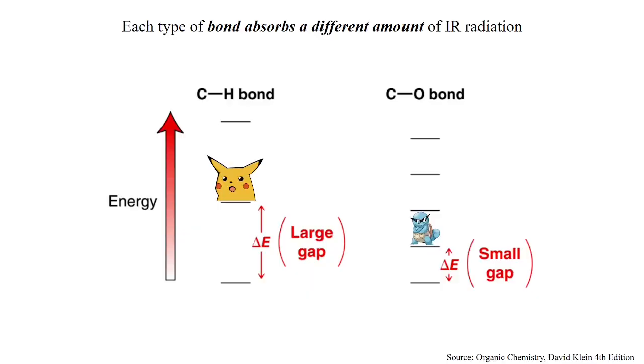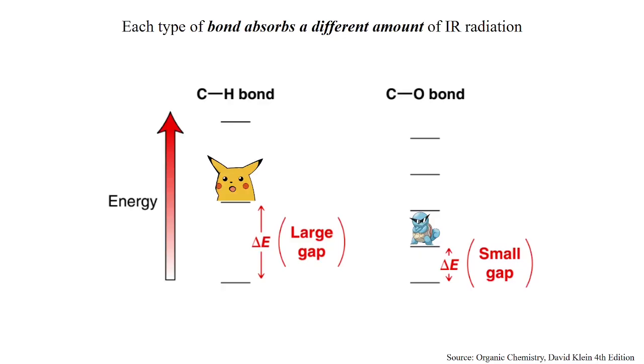So in chemical analysis, many chemists primarily use IR spectroscopy because each bond absorbs different amounts of energy. For example, a CH bond will absorb more energy compared to a CO bond. This is because each type of bond will absorb a characteristic frequency, which allows us to determine that type of bond within a compound.